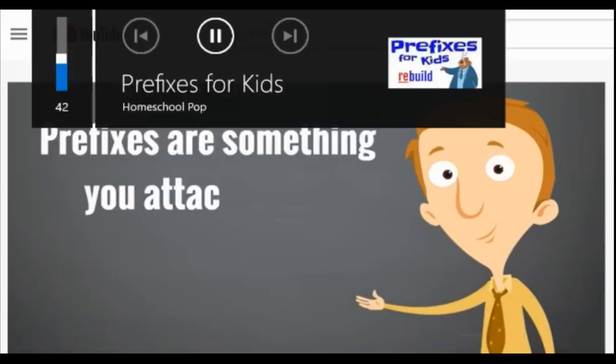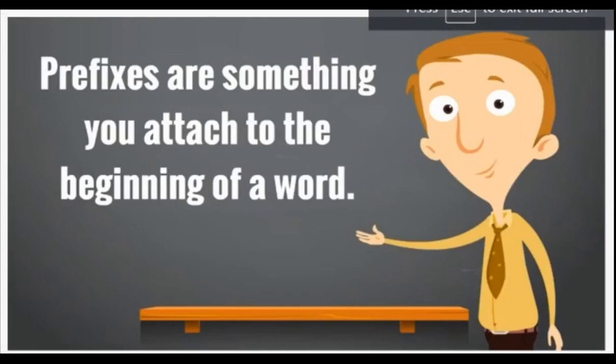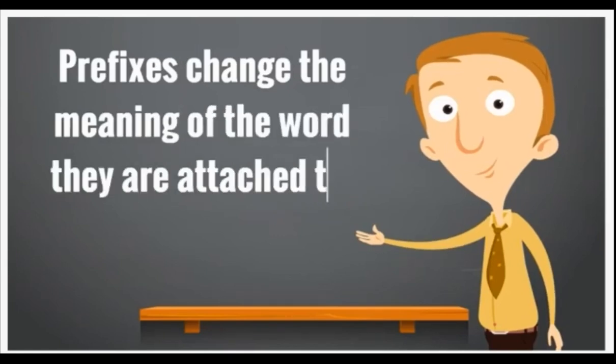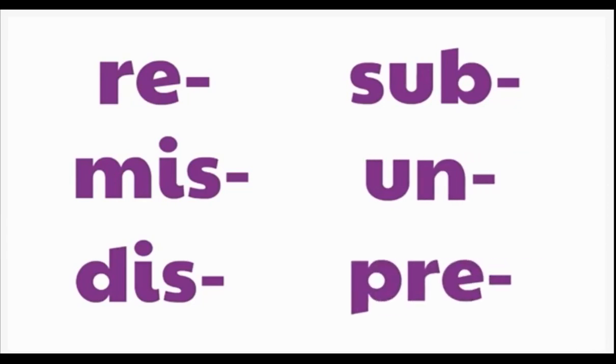So prefixes are something you attach to the beginning of a word. That's neat. But here's another interesting thing about prefixes. Prefixes change the meaning of the word they are attached to, which makes sense. So prefixes are attachments that you put at the beginning of a word that changes the word. It doesn't mean the same thing after it has the prefix on it. Some examples of prefixes are re, mis, dis, sub, un, and pre. These are prefixes or special attachments that you can put at the beginning of a word that changes the meaning of the word.